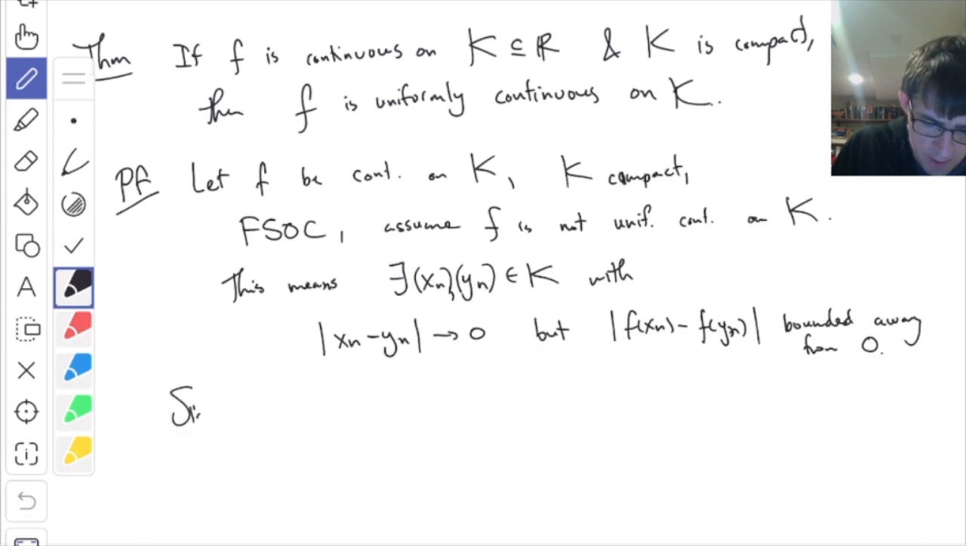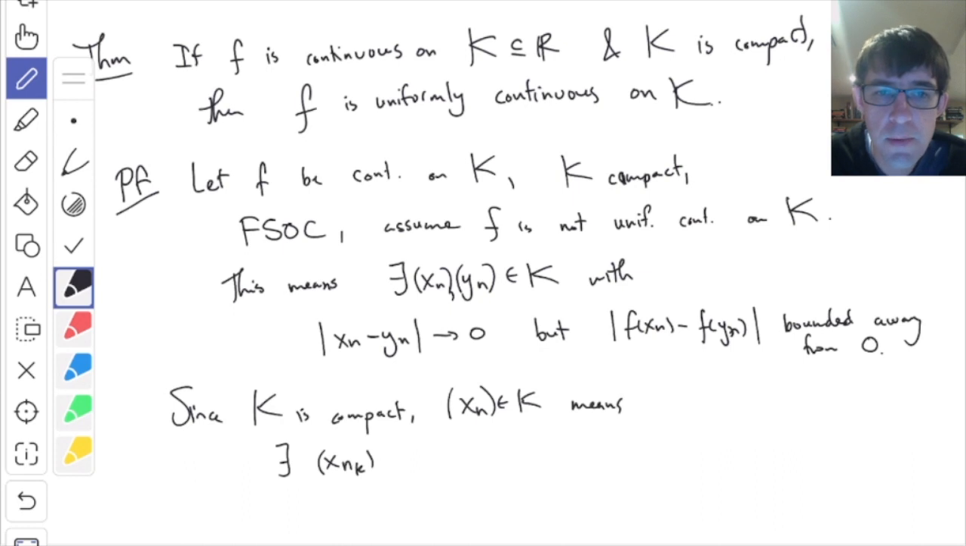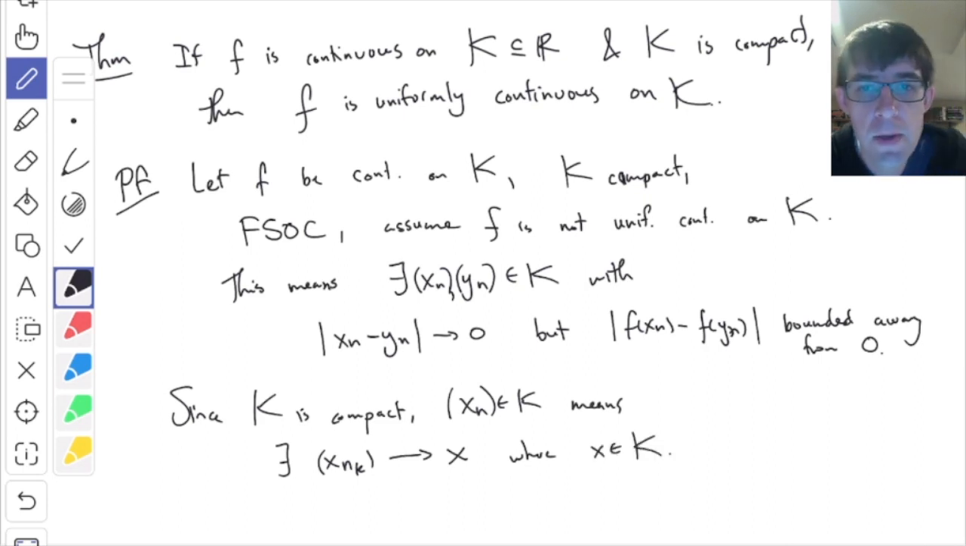I'm going to say since K is compact and xn is in K, this means that there is a convergent subsequence. So there exists x_nk, that's how we write a subsequence, right? And this converges to x, where x is in K. Because K is compact, any sequence in K has a convergent subsequence, and that subsequence converges to a point in K. All right?